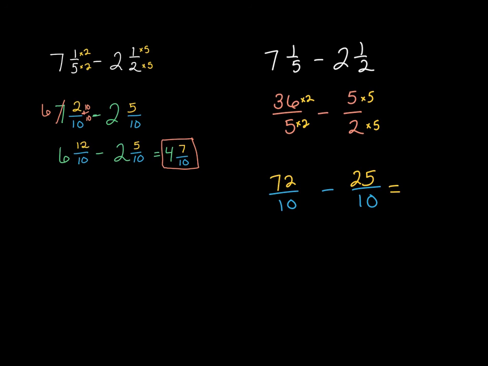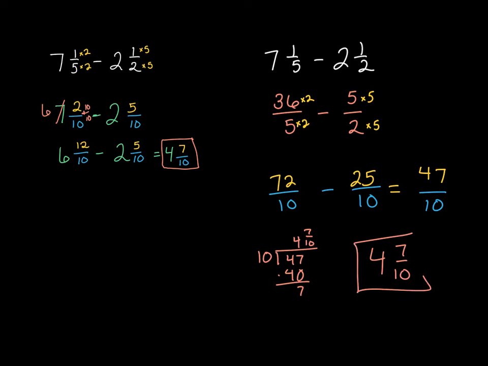So now 72 minus 25 times 2, or 50, would be 47. Of course, keep the common denominator over 10 and then change it back to a mixed number. So 10 goes into 47 4 times, remainder of 7. So it does change to 4 and 7 over 10.